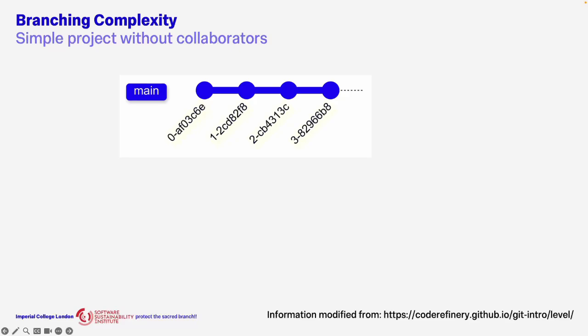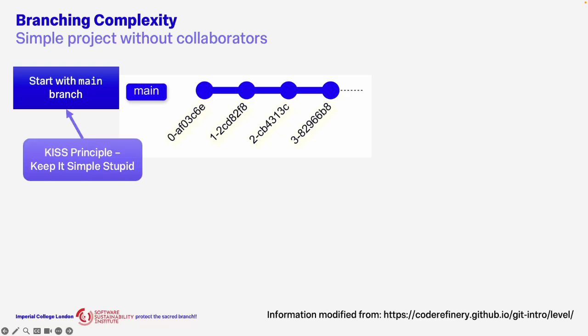If you're working on a simple project without collaborators, then we want to start with a main branch. If there's no reason to create new branches, then we'll keep working on the same branch. This is an example of when you should apply the software engineering principle called KISS, or Keep It Simple, Stupid. There is no need to add complexity if it's not needed.